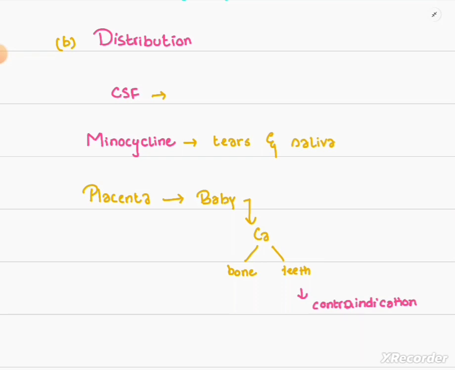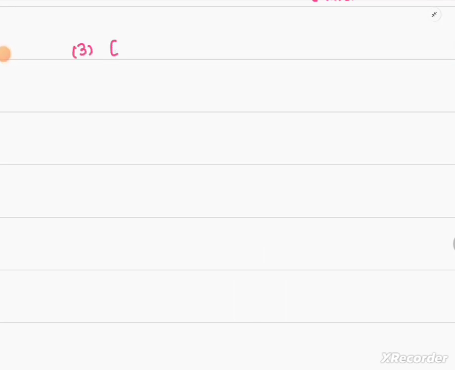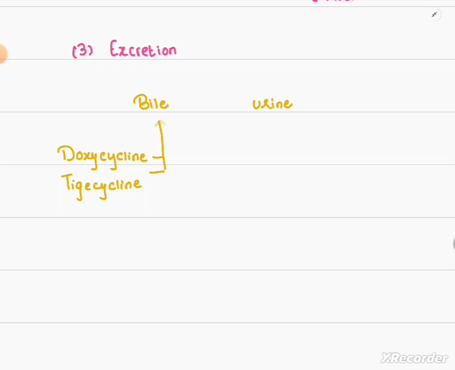Now we will discuss the third factor, which is the excretion. Most of the tetracyclines are excreted in the bile, and some of them are also excreted in the urine. The two tetracyclines, which include doxycycline and tigecycline, are excreted in the bile in most concentrations. So for any infection which involves the biliary tract, these are the drugs of choice. So they are excreted through the bile. And the rest of the drugs are excreted in bile as well as in the urine.